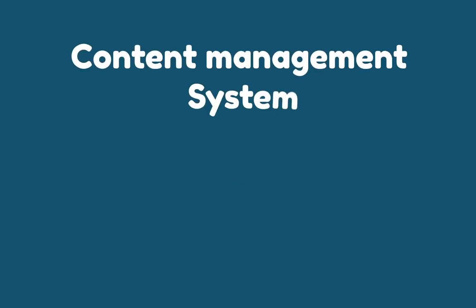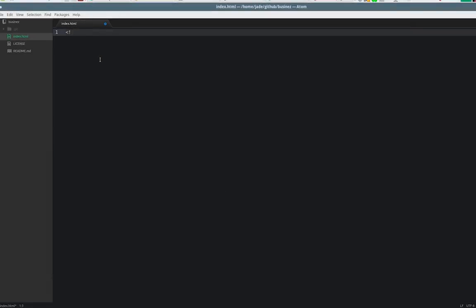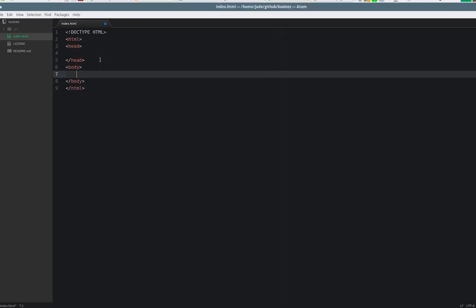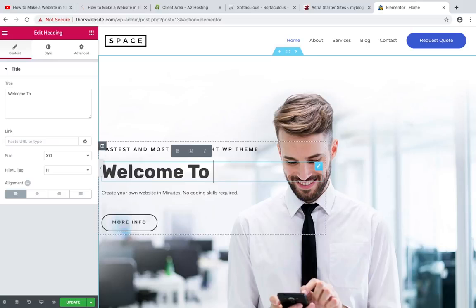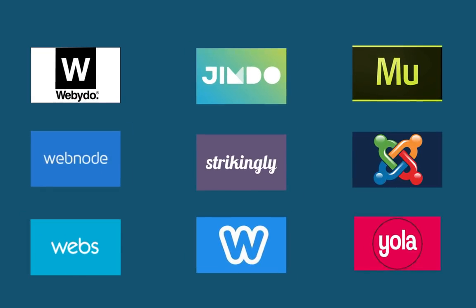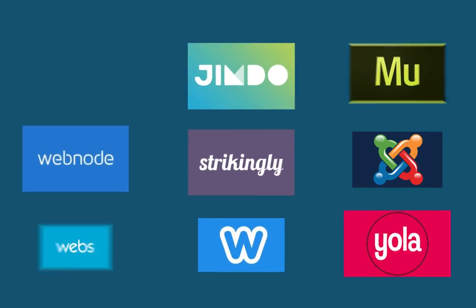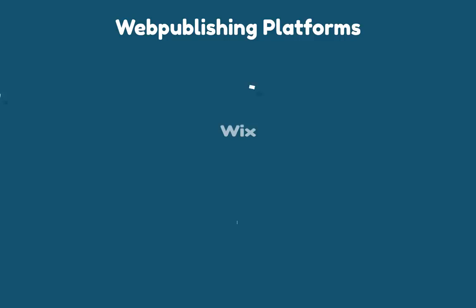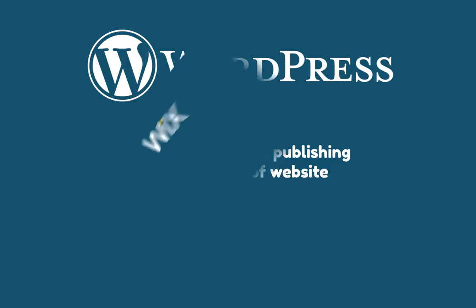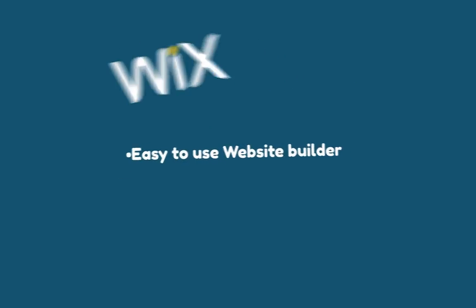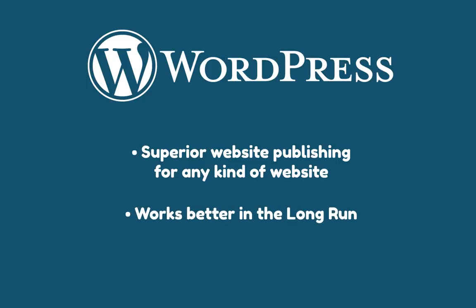Number 2, content management system and website building platforms. The traditional way of building a website requires coding from scratch, but today, building a website is as simple as dragging and dropping page elements. There are dozens of options when it comes to web publishing platforms, so choosing the right one can get overwhelming. To simplify it for you guys, there are only two that are worth the consideration: Wix and WordPress. WordPress is far superior to Wix as a website publishing platform for any kind of website. While Wix offers an easy to use website builder, you can accomplish a lot more with WordPress over the long run. In this tutorial, we're going to be exploring WordPress.